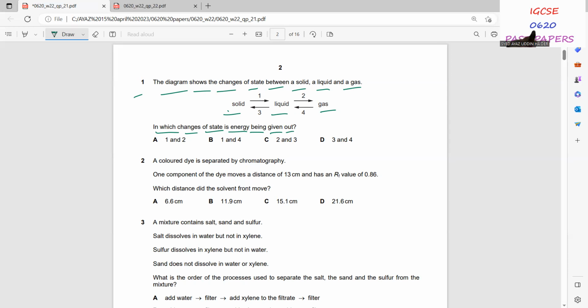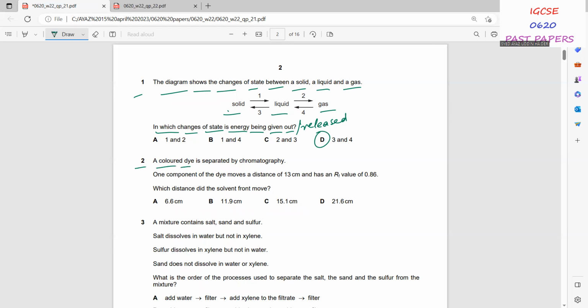Remember, when state changes from solid to liquid and liquid to gas, particles gain energy. It means it's taking energy from the surrounding. On the other hand, when the state changes from gas to liquid and liquid to solid, energy is released or given out to the surrounding. So definitely 3 and 4 will be the changes in which the energy is given out. So the correct answer for this question will be D.